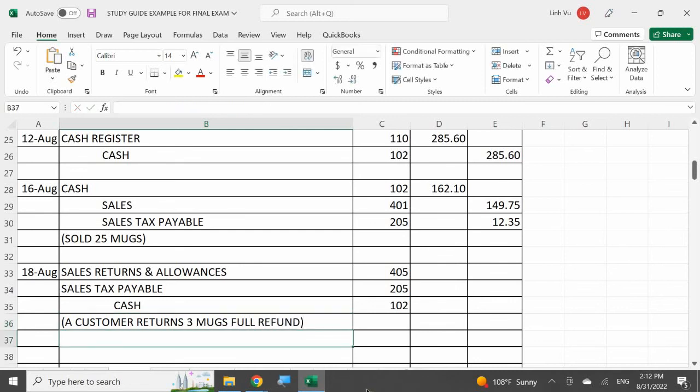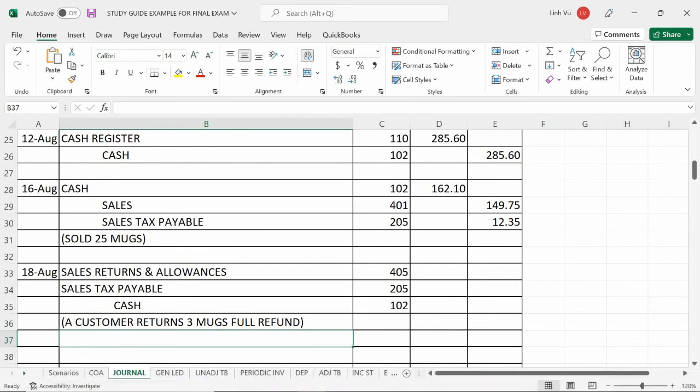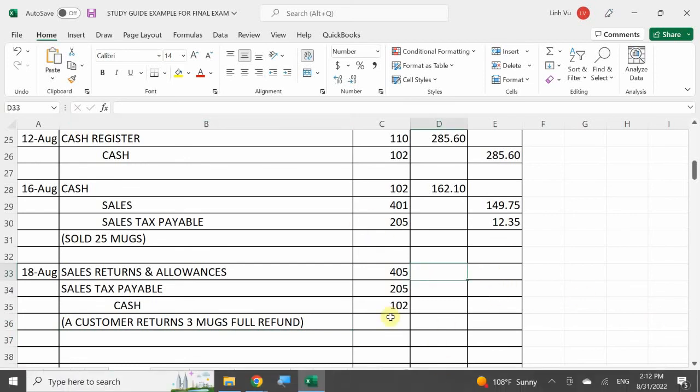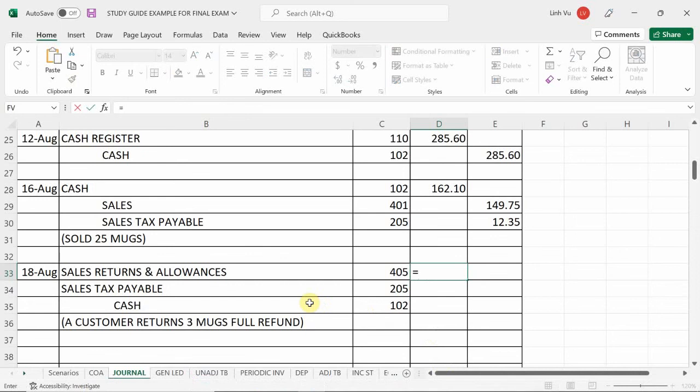Okay. So how much would be the total sales returns if we sold each mug at $5.99? So 3 times $5.99 equals $17.97. Good. And tax on it is $1.48.